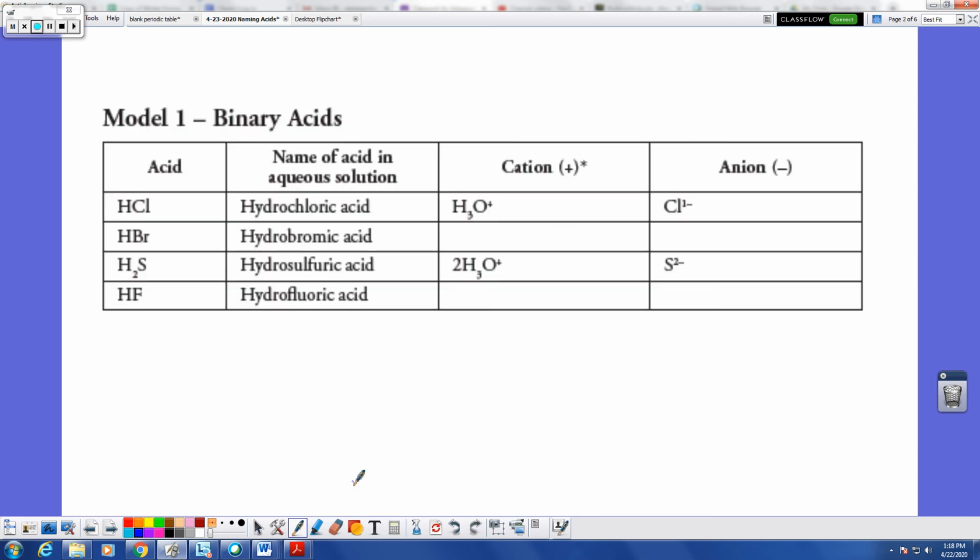The first group of acids we're going to look at are called binary acids. Okay, binary. Bi means two, like your bicycle. It has two wheels. So all of these are two elements. Hydrogen and chlorine, hydrogen and bromine, hydrogen and sulfur, hydrogen and fluorine. Okay? When you name these, all of the names start with hydro. Hydro, hydro, hydro, hydro. And just like I said on the previous page, they all end as acid.